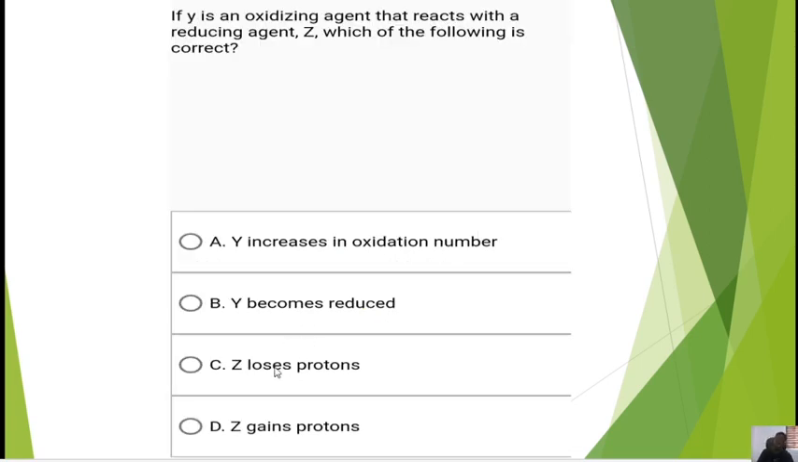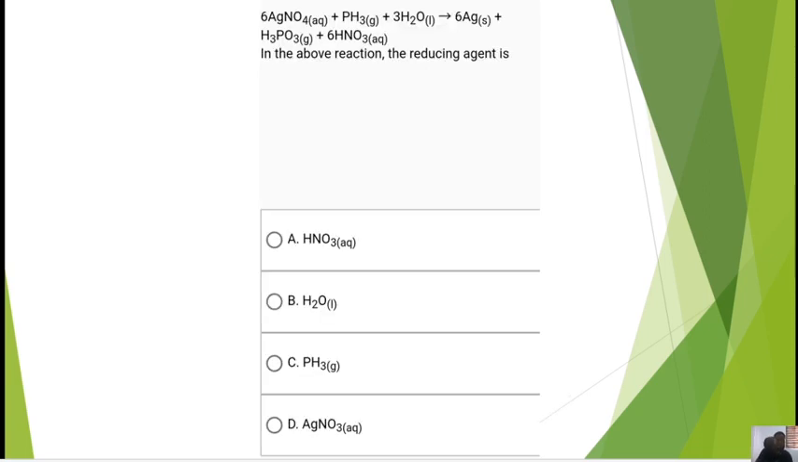But let's confirm to see if it actually coincides. You will notice that they said that in option C, Z loses protons. Please, redox reaction does not have to do with protons. So option C and D is definitely wrong. Moving ahead. The next question says, in the above reaction, the reducing agent is dash. Now, this is supposed to be a very simple question.